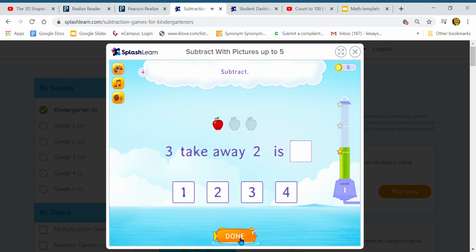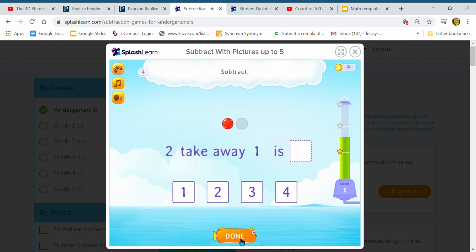Subtract 3. Take away 2 is... Alright, so we had 3 apples. So give me 3 fingers. We had 3 apples all together. Now take away or hide 2 of those fingers. Yep, go ahead and hide 2 of them. How many fingers are left? 1. So 3 take away 2 is 1. So I'm going to move the 1 and click my done. Good going!